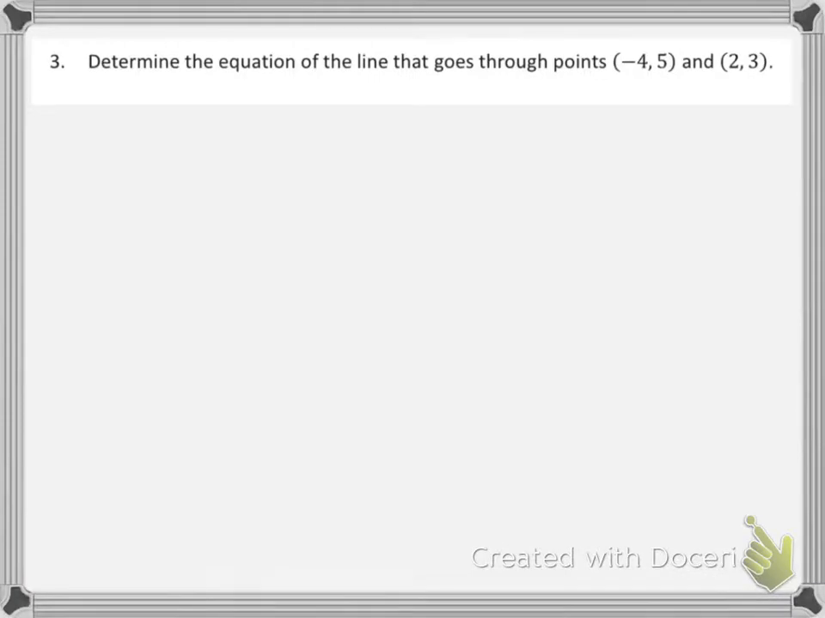Determine the equation of the line that goes through the points -4, 5 and 2, 3. Well, I can still use point slope form. The only difference here is I'm going to have to calculate my slope. I can't just count it on a graph. So I remember slope is equal to y2 minus y1 over x2 minus x1. And I'm just going to label these. Let's call this my x1. This will be my y1. Here's my x2. And this will be my y2.